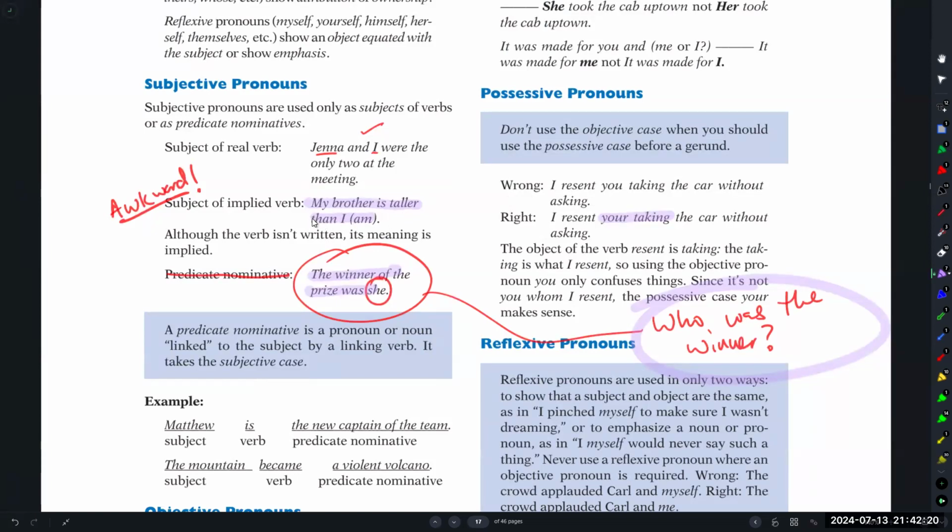My brother is taller than I. My brother is taller than me. My brother is taller than I because am is the implied verb. You guys got this?